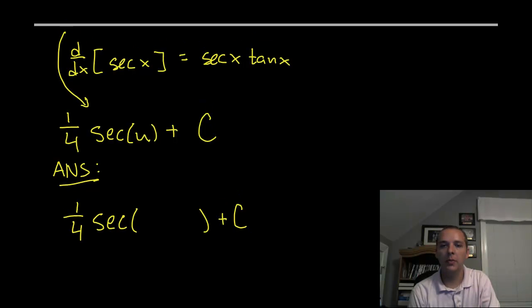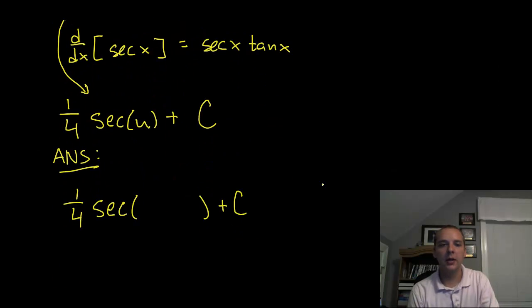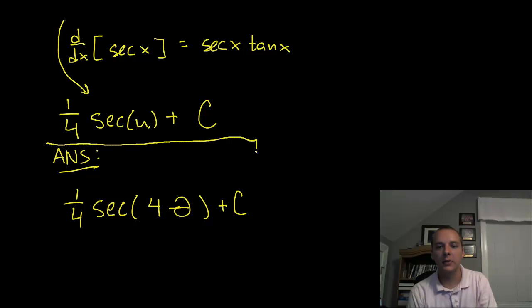So if we go back up, we'll see our choice of u right here in this line was that u was equal to 4 theta. So I'll take that u out and replace it with 4 theta. 1/4 secant 4 theta plus c. So that would be our final answer.